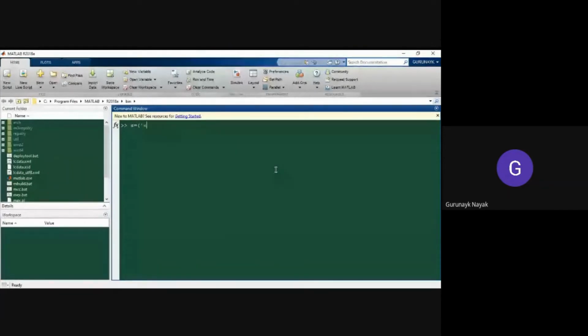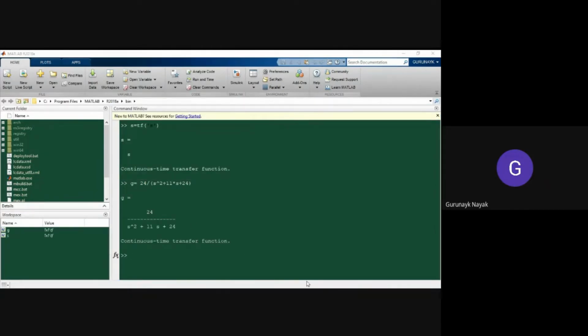Okay, I hope everyone can see this now. As we did in one of the previous classes, I'll follow similar steps. I will define the Laplace factor as s, and the first transfer function, which is 24 divided by s square plus 11s plus 24, is written as 24 divided by s square plus 11 star s plus 24. Sorry, I missed out something here. s equal to tf of s, then G equal to this transfer function. Okay, now it is clear. You can see it, right?